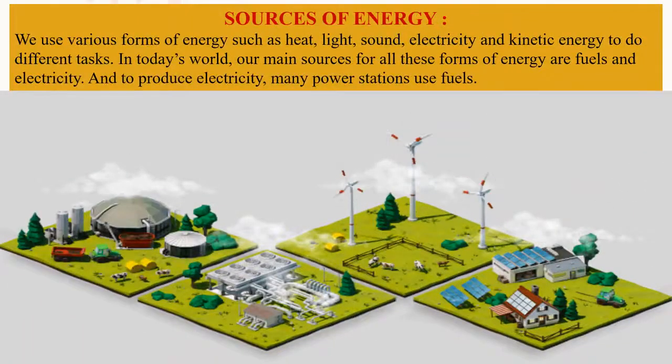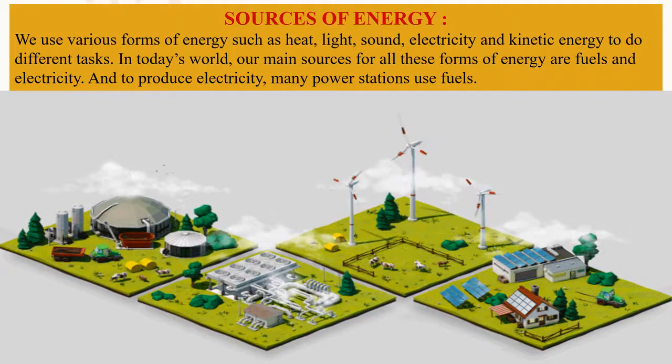The last topic that we have today is the sources of energy. Apart from the heat energy or the sound energy, there are various other sources of energy also from where you are getting energy. कहाँ से हम लोगों को ये energy मिलती है? We use various forms of energy such as heat, light, sound, electricity and kinetic energy to do different tasks. In today's world, our main source for all these forms of energies are fuels and electricity. And to produce electricity, many power stations are used.